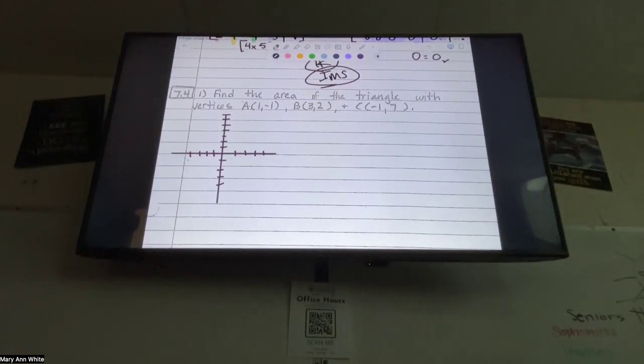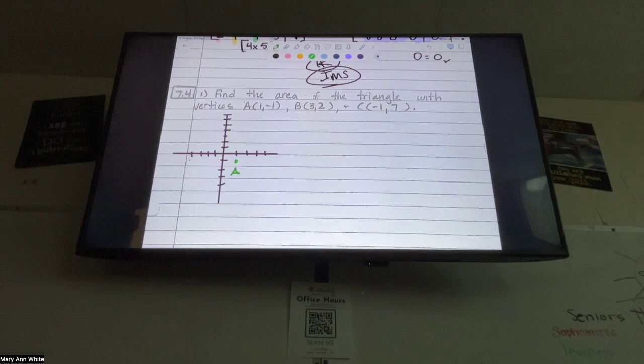All right, so now I'm going to graph my picture. Now, it's not going to be perfect because my dashes are not exactly the same distances apart. It's just a little imperfect, but that's okay.